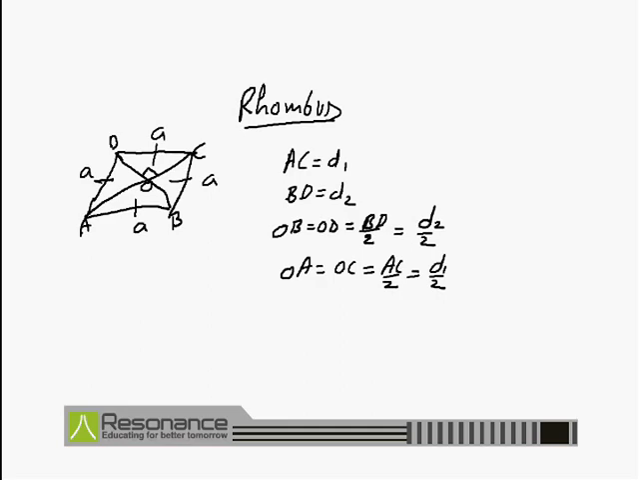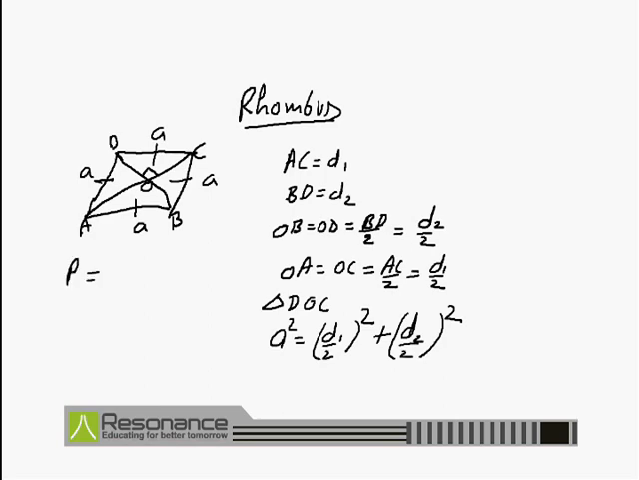Now, as we see that the triangle DOC is a right angle triangle, by applying the Pythagoras theorem in triangle DOC, we get A square equals D1 by 2 the whole square plus D2 by 2 the whole square. That is the most important relationship between the side of a rhombus, A, and the diagonals D1 and D2. Now, the perimeter of a rhombus is 4 times the side, and the area of the rhombus is half the product of the diagonals.